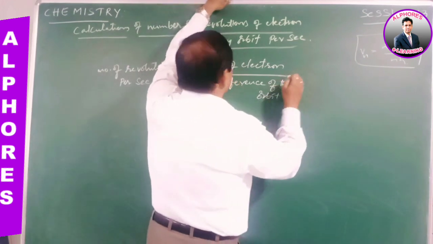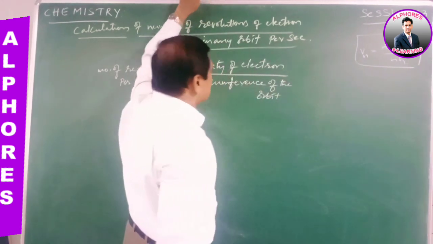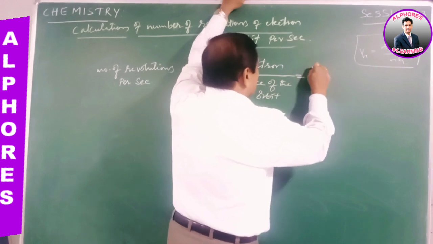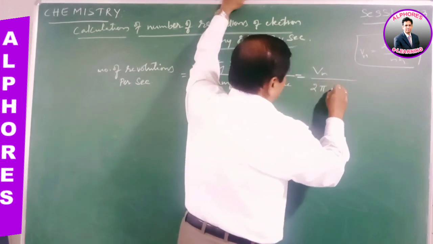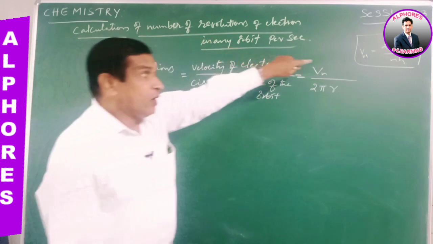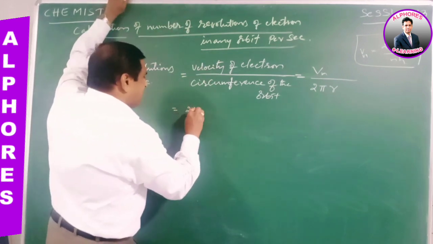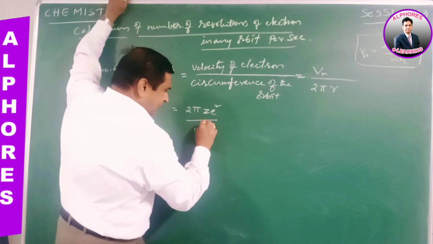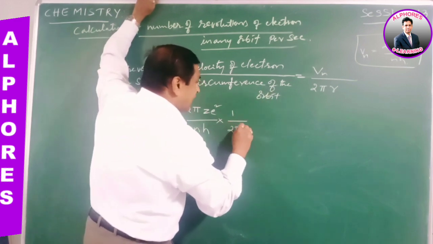That is equal to V, the velocity of the electron in any orbit, that means the nth orbit, divided by the circumference, that is 2πr. Now the velocity of the electron is already given, so the number of revolutions is equal to the velocity, 2πZe² by nh, into 1 by the circumference of the orbit, 2πr.